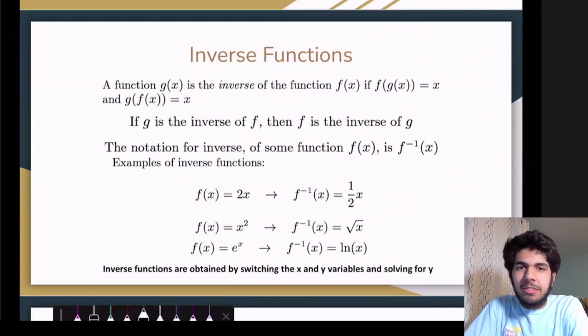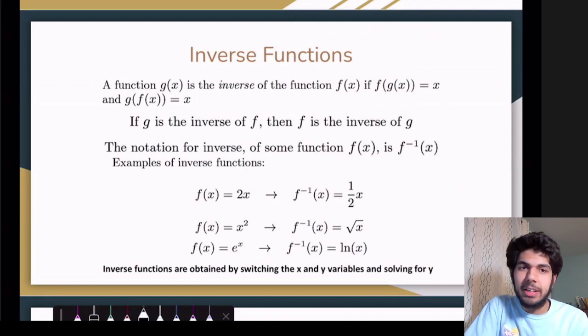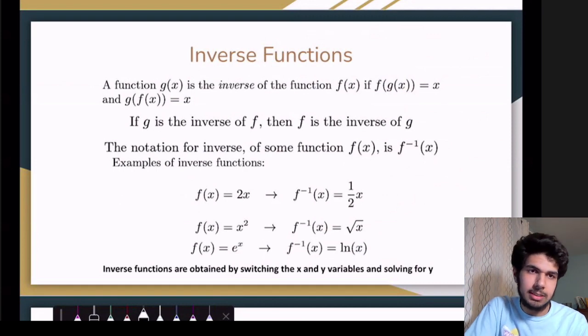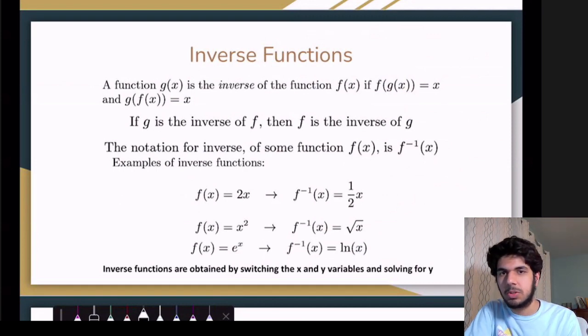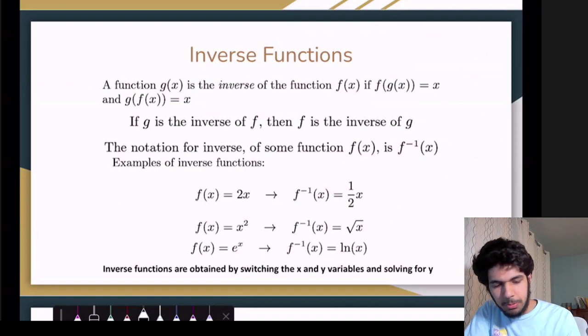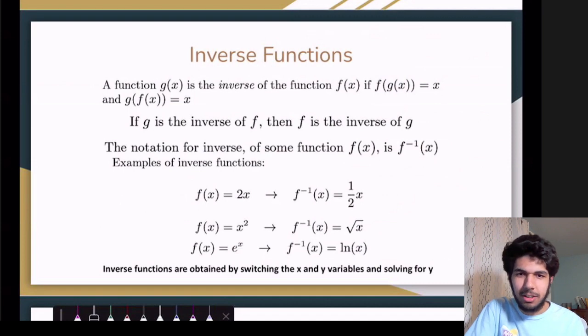So we'll call g of x the inverse of f of x if, when we plug in g of x to our function f, we get x. So f of g of x equals x, and g of f of x equals x. And that implies that if g is the inverse of f, then f is the inverse of g. So typically, our notation of the inverse of f of x is given by f to the -1 of x, and we read that as f inverse of x, so not f to the -1.